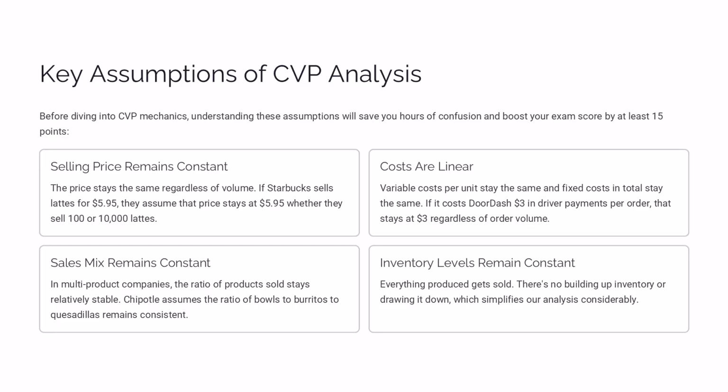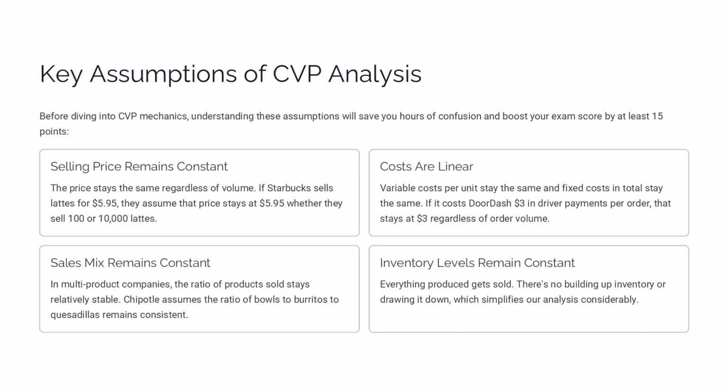The second assumption, which actually has a fascinating historical origin dating back to the 1930s, when General Motors first developed these techniques to compete with Ford, is that costs are linear, meaning your variable costs per unit stay the same, and your fixed costs in total stay the same. So if it costs DoorDash $3 in delivery driver payments per order, that stays at $3, whether they deliver 1,000 or 100,000 orders, and their $2 million monthly server costs stay at $2 million regardless of order volume.